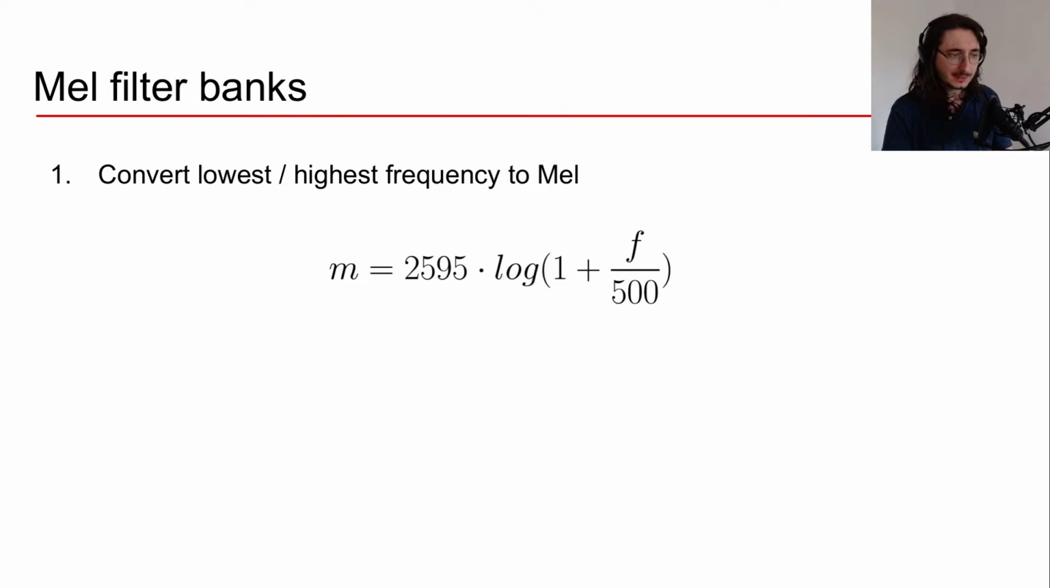Okay, so how do we build these Mel Filter Banks? Well, first of all, we take a lowest and highest frequency in the frequency range of the short time Fourier transform that we've just extracted, and then we convert the lowest and highest frequency to a Mel representation. So how do we do that? Well, we use this little formula that we already encountered before when talking about the Mel scale. Okay, so now we have the lowest and highest frequency that we want to consider expressed in Mels.